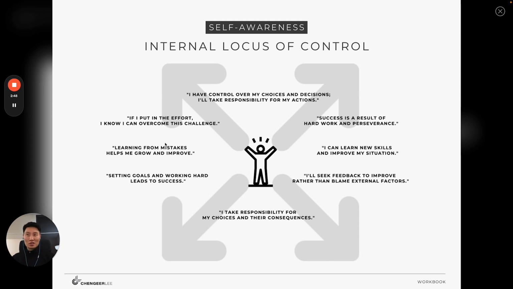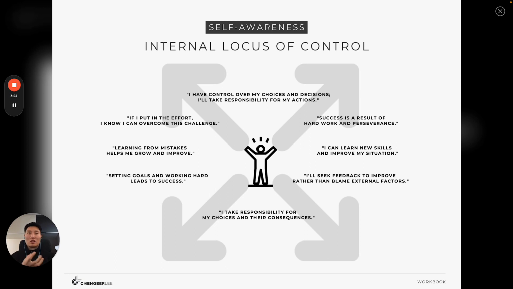Failure doesn't exist, only feedback. I use this feedback and I grow and I improve. I set the goals and I work hard, and things happen and I get my success. I take responsibility for my choices. I will seek feedback proactively to get better, right? And success, very healthy, very functional narratives about success, definition of success, and again, overall direction of the mind is to go and seek new knowledge, proactive skill acquisition. This is internal locus of control.